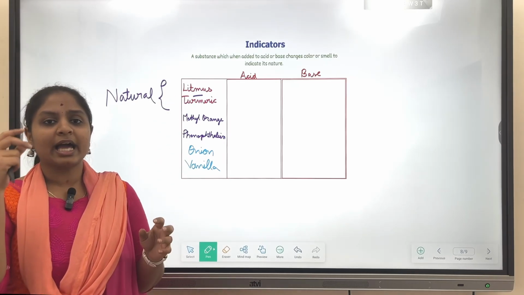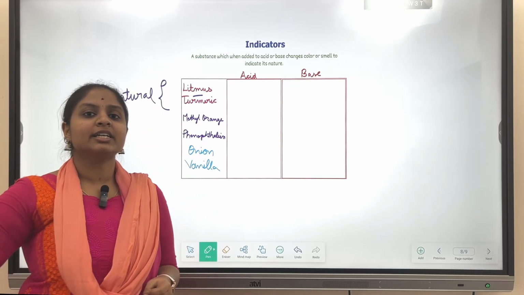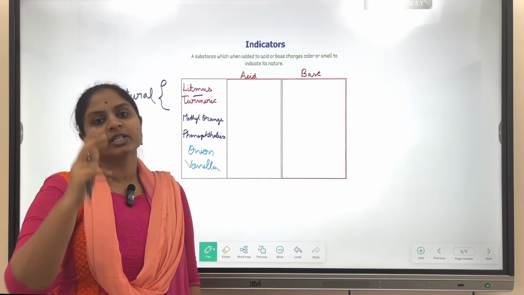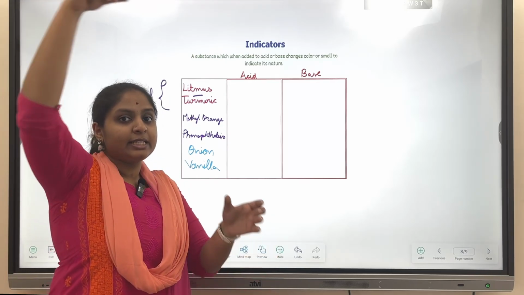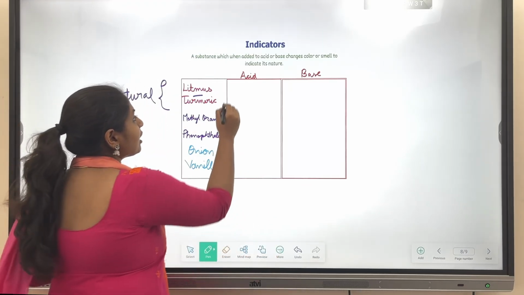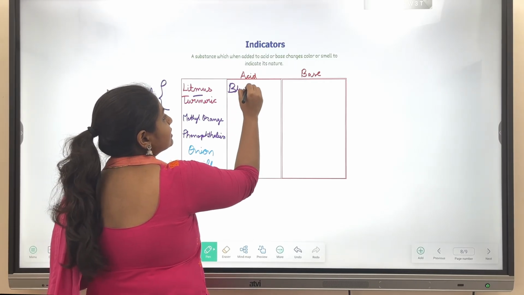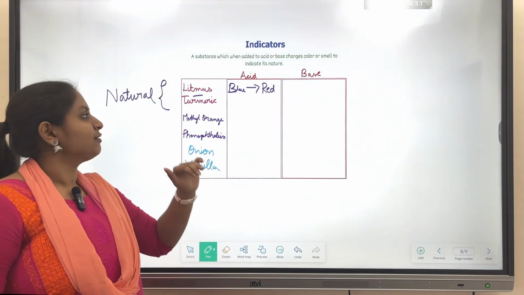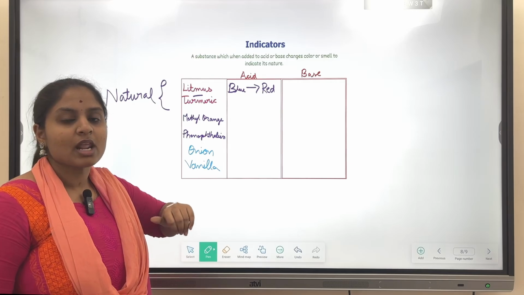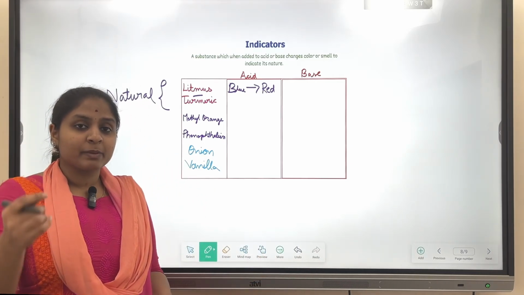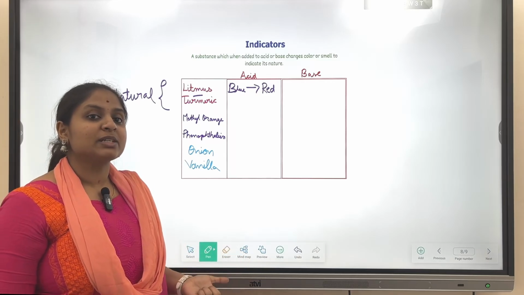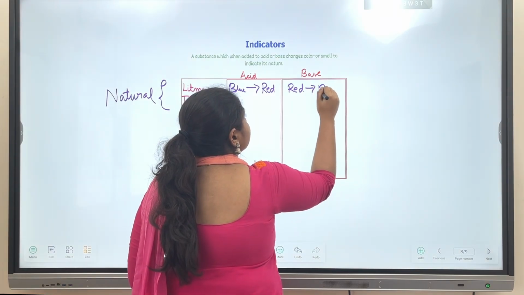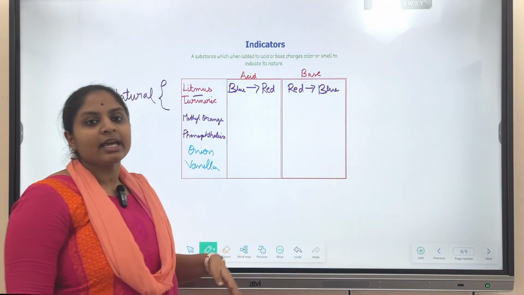From litmus solution, I made paper. That paper is blue in color. This blue paper I dip inside acid. When I dip a blue paper inside acid, it will turn red. When blue turns red, we can confirm that it is an acid. Now, if I take the red litmus paper and keep it inside a base, the red litmus paper will turn blue. So when the red litmus turns blue, we can say it is a base.